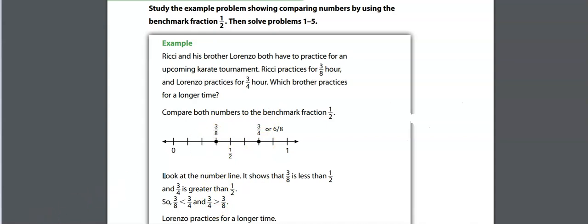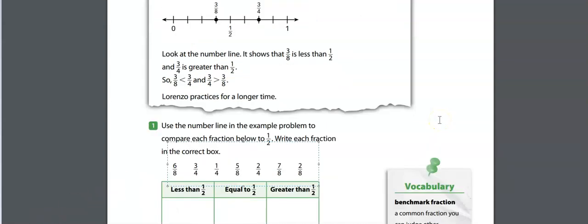Now let's move on. All right, boys and girls, so number 1 says, use the number line in the example problem to compare each fraction below to 1/2. Write each fraction in the correct box. So we will be looking at these fractions right here, and we will be comparing them and seeing which are less than 1/2, which one is equal to 1/2, and which one is greater than 1/2. And we're going to use the number line above in order to help us.